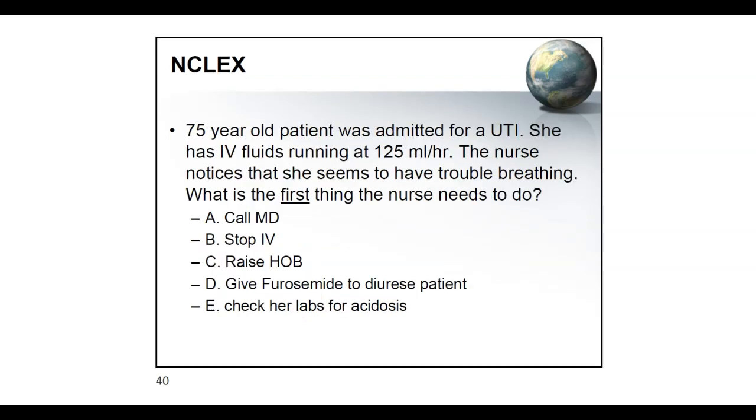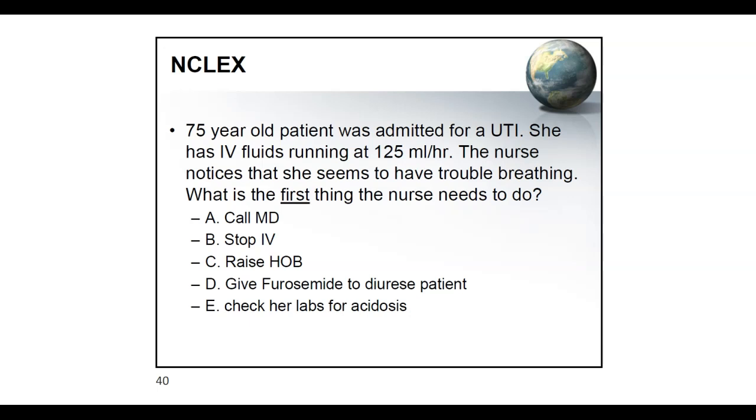Next question. All right, you have a 75-year-old patient who was admitted with a UTI. He has IV fluids running at 125 ml an hour. The nurse notices that she seems to have trouble breathing. What is the first thing that the nurse needs to do? All right, before we even read the options, start thinking of all the things that we talked about. What does this sound like? Breathing problems, right? So what I want you to start thinking is, is the patient overloaded? Most likely, right?